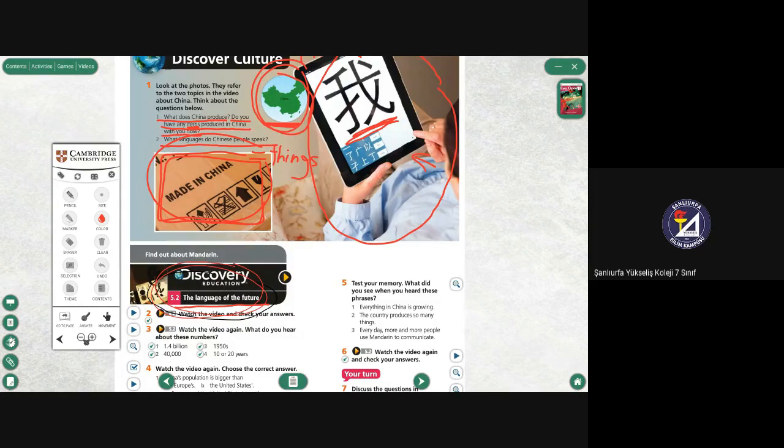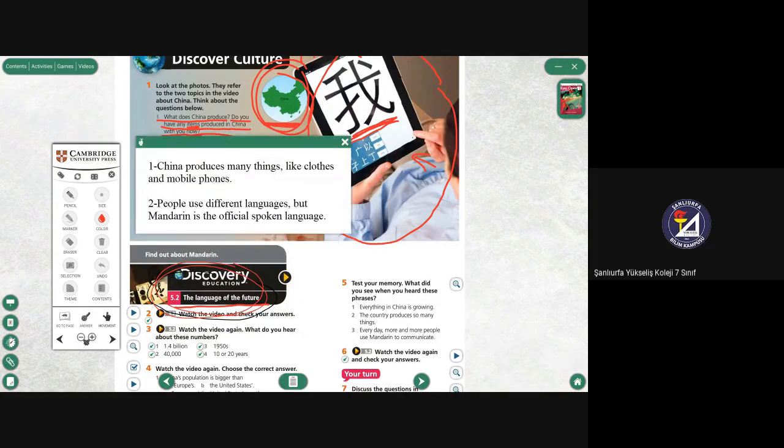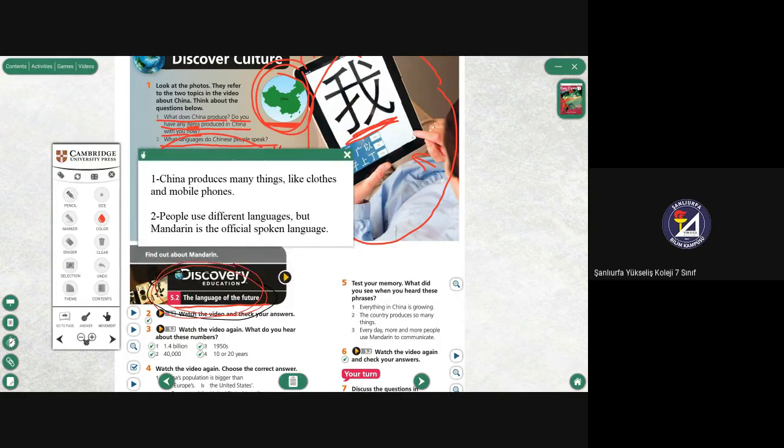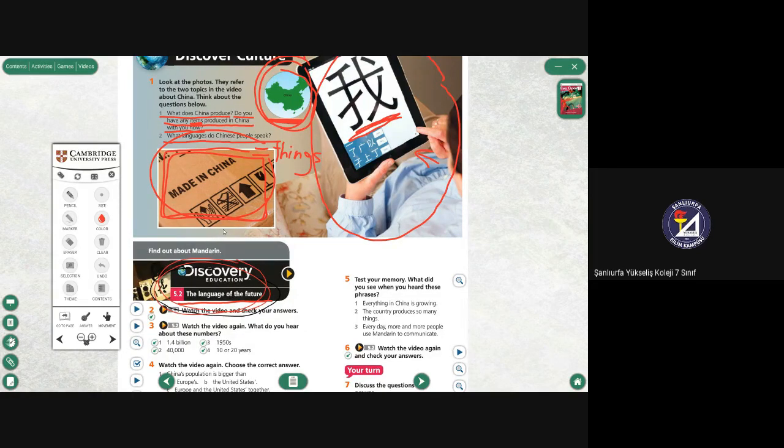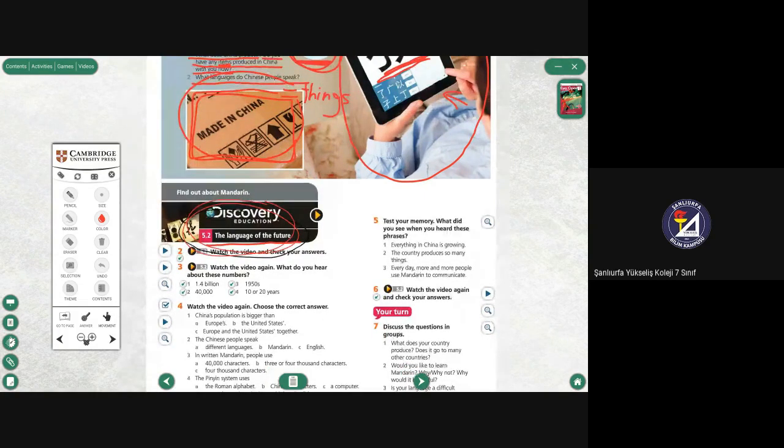Well, let's have a look at suggested answers for our questions. China produces many things like clothes and mobile phones. Number 2, what languages do Chinese people speak? We can say people use different languages, but Mandarin is the official spoken language. Official language is resmi in our Turkish language. Well, right now we will watch a video about China and the people of China and the language of China. Are you ready? So, here we go.